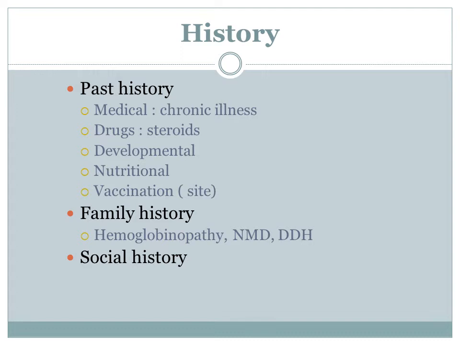Concerning the family history, it's very important to take if there is a positive family history in cases like hemoglobinopathies or neuromuscular disorders, or in case of developmental dysplasia of the hip, because they all have a familial history or tend to spread in families. In social history, some diseases are said to be related to poorer communities. Like in cases of Perthes disease, it is well known to spread in communities with poorer background than other diseases.